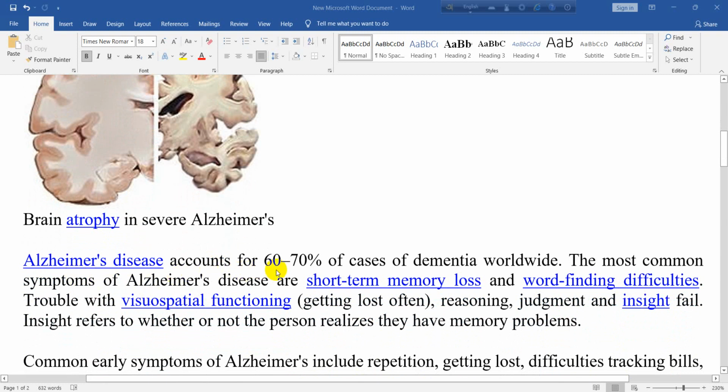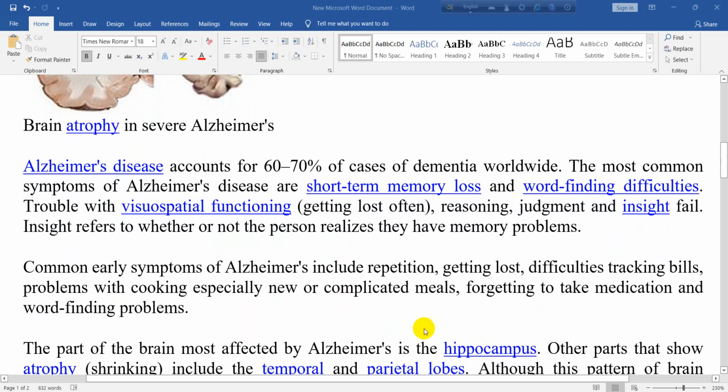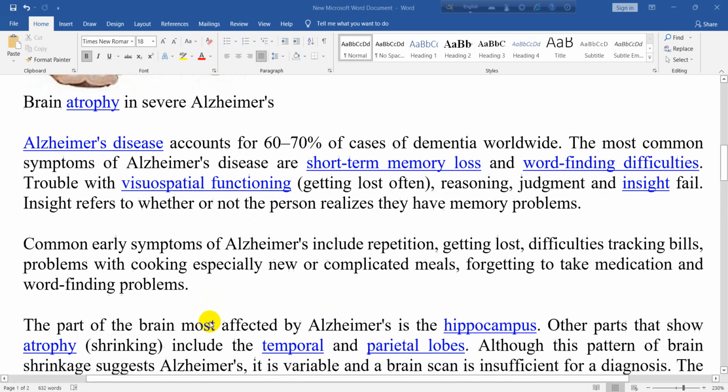Alzheimer's disease accounts for 60 to 70% of cases of dementia worldwide. The most common symptoms are short-term memory loss, word-finding difficulties, trouble with visuospatial functioning, and getting lost often. Reasoning, judgment, and insight fail. Insight refers to whether or not the person realizes they have memory problems. Common early symptoms include repetition, getting lost, difficulties tracking meals, problems with cooking, especially new or complicated meals, forgetting to take medication, and word-finding problems.